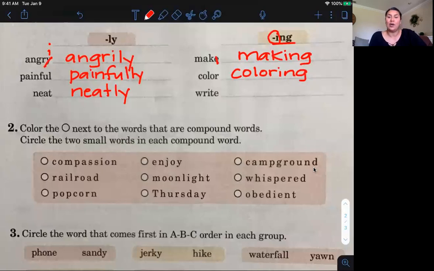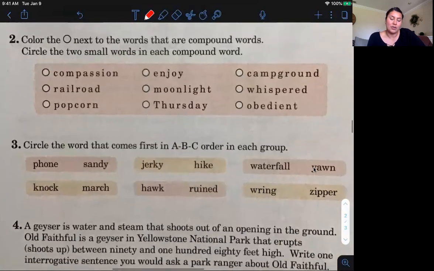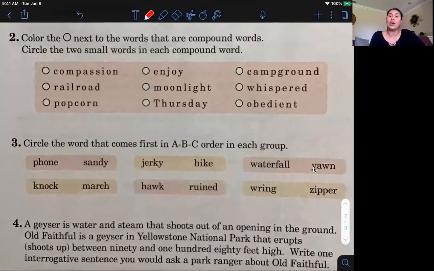All right. Uh-oh, this next word, it ends in an E. So drop it before adding ing. Writing. Good job, friends. I hope you're still with me. Let's skip down to number 2. Color the bubble next to the words that are compound words.